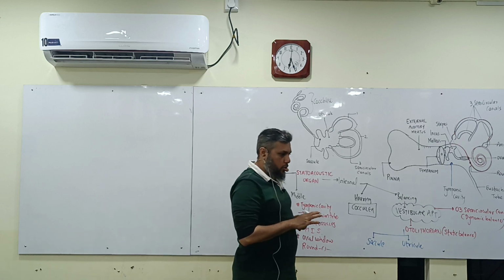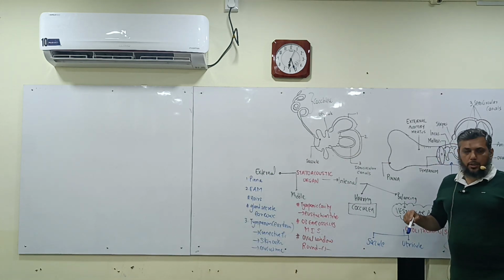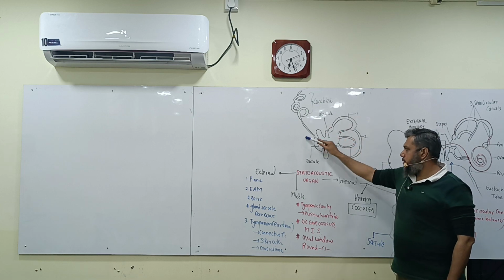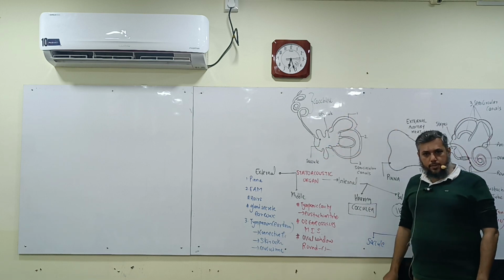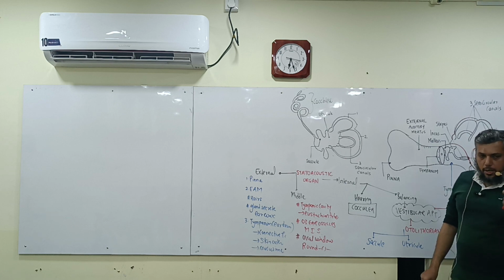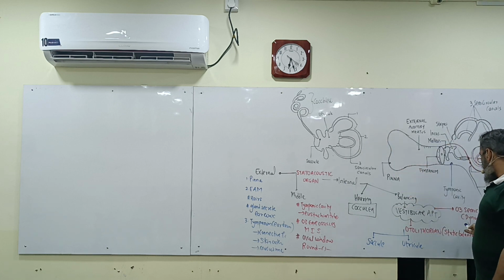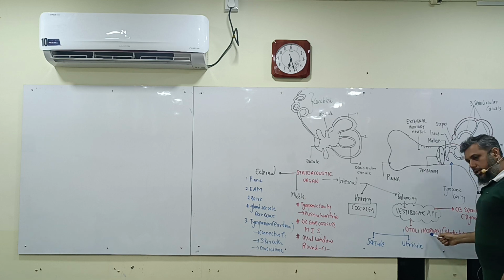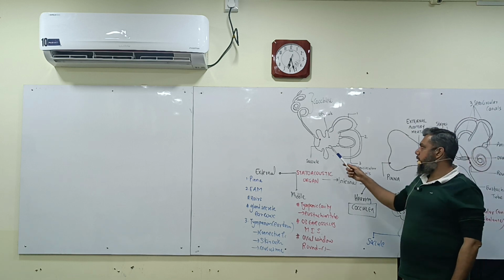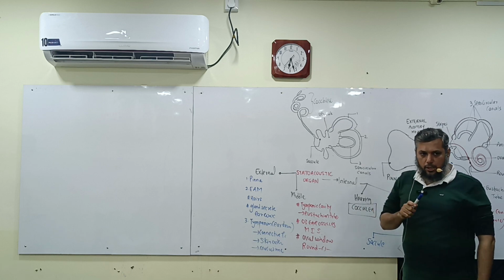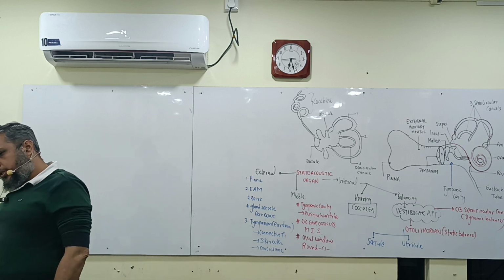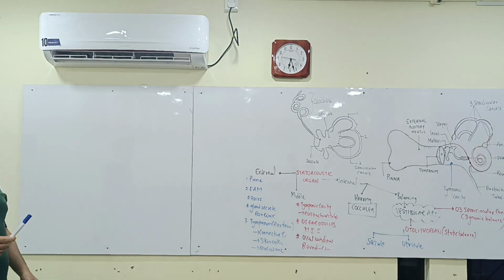So internal ear has got two parts. The hearing organ is called the cochlea. The balancing organ is called the vestibular apparatus. The vestibular apparatus has got two parts. 1, 2, 3 semicircular canals is one part. The other part is called the otolith organ. And this otolith organ is further made up of two parts: the saccule and the utricule. Saccule and the utricule together is called otolith organ. Along with the three semicircular canals, it is called the vestibular apparatus.